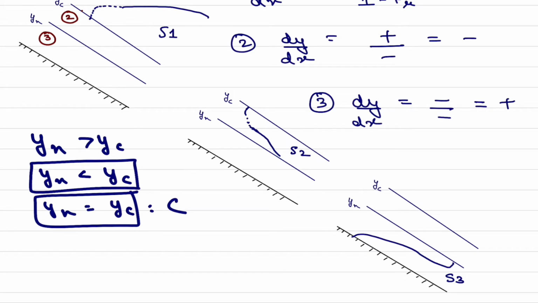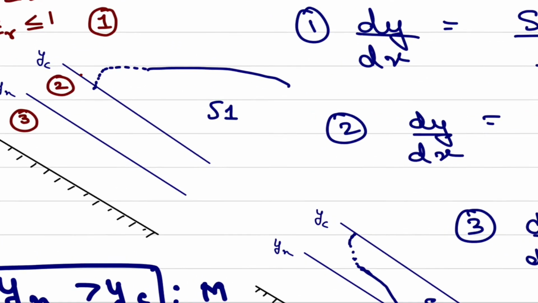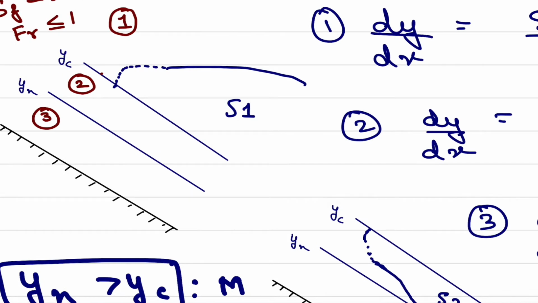When yn is less than yc, we say it is steep. And when normal depth of flow is greater than critical depth of flow, we say that it's a mild slope. We already covered the concepts related to mild slope in the previous lecture, and in this video we will be focusing on steeper slopes. So if I plot the steeper slope, let us ignore S1, S2, S3 for a while.